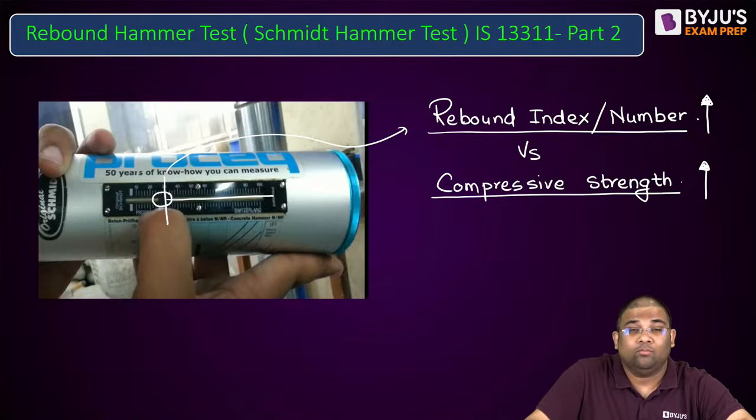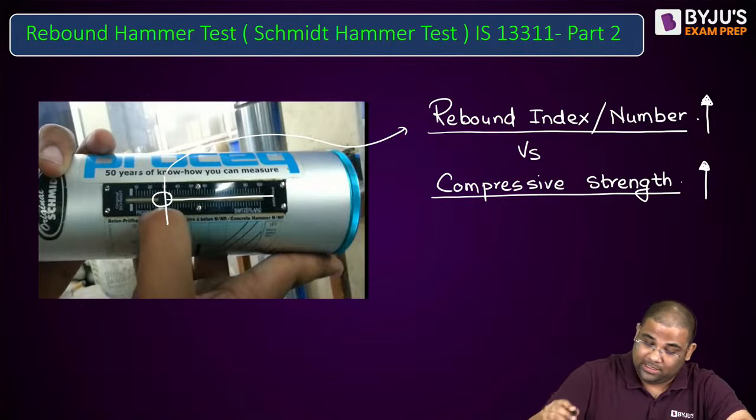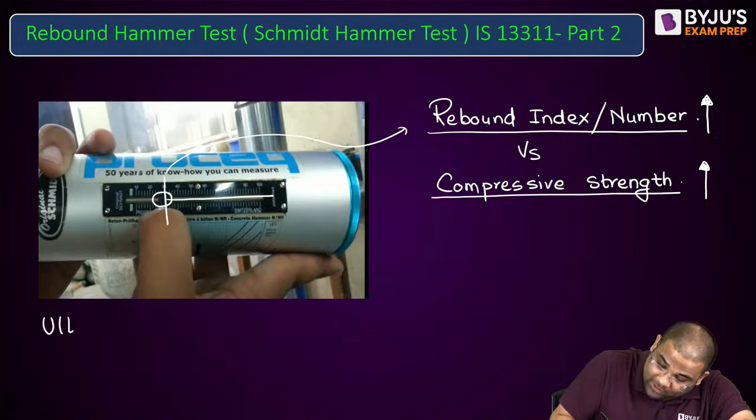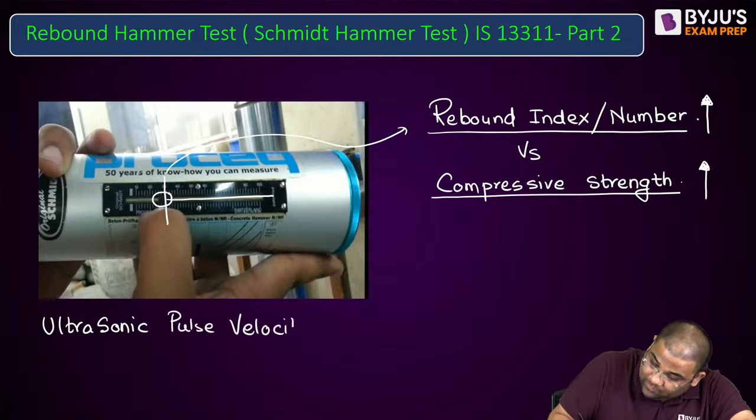So this was all about what? The two mostly asked tests. So what you have to study in this thing? The ultrasonic velocity test, pulse velocity test. So this much you have to study.